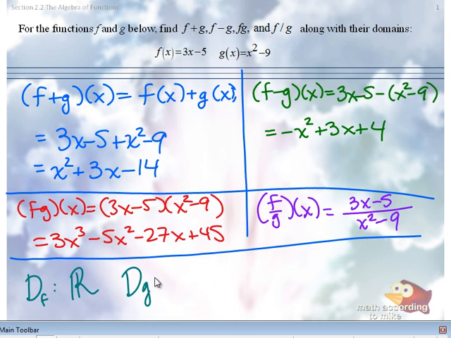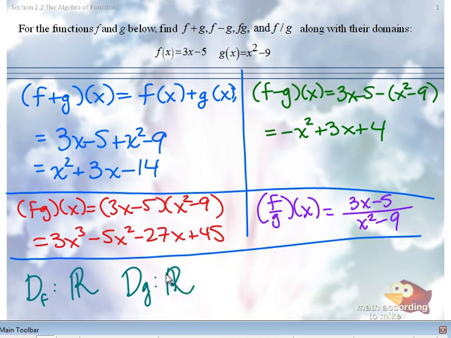How about g? Any fractions? No. Any radicals of even index? No. It's a square, not a square root. We don't know about the third thing. What's the domain of g? All real numbers.